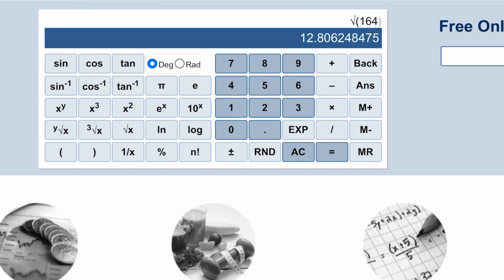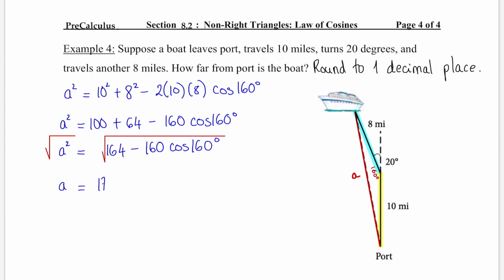Square root of 164 minus 160 times cosine of 160 degrees. I got 17.729941323. And the question asked me to round to one decimal place. I will have 17.7 miles.